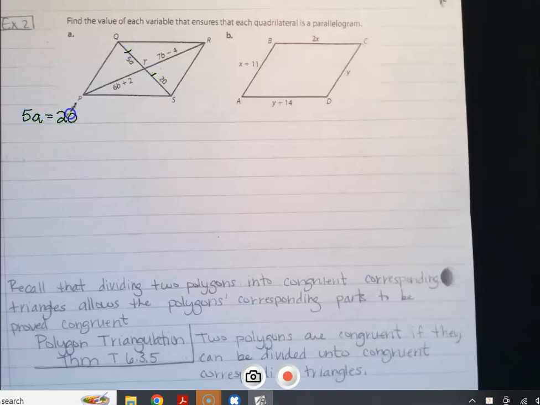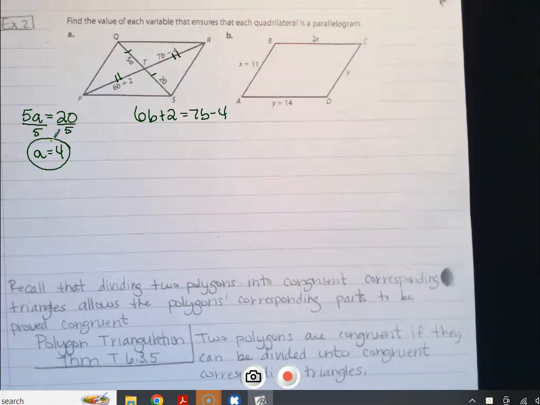Are these proofs? Nope, it just says find the value. We're just solving. And then what else do we know? That 6B plus 2 equals 7B minus 4. Those are congruent. So if we solve, we divide by 5. A equals 4.